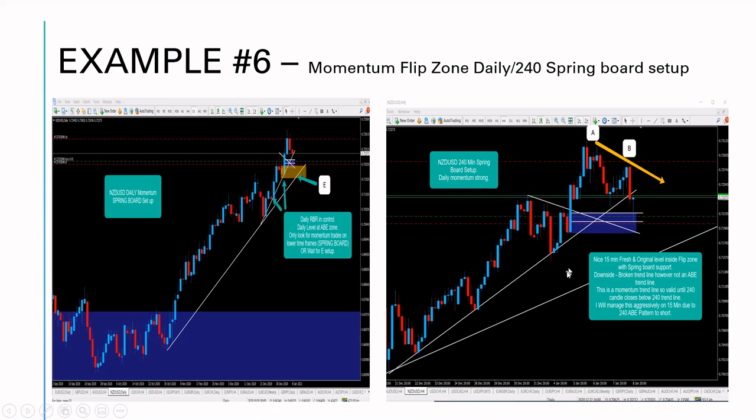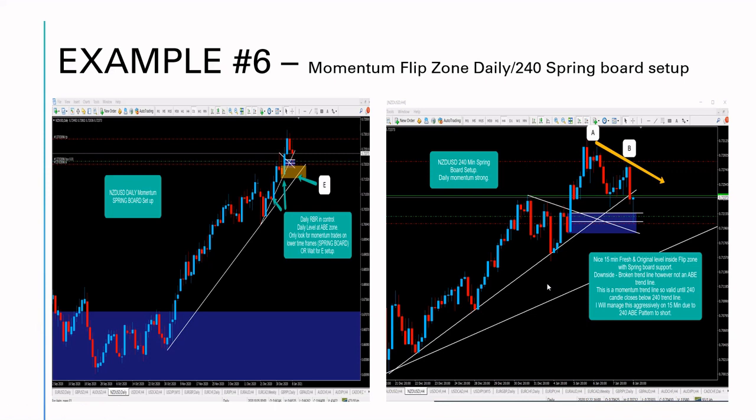But what I found is a nice 15-minute fresh and original level inside the flip zone with springboard support area right here. Not the cleanest one because the springboard is lower, but if it isn't going to work now, then maybe it's not going to be working at all. The downside, we broke a trend line, but not an ABE trend line, just a trend line.